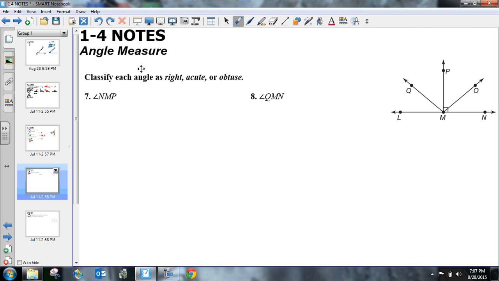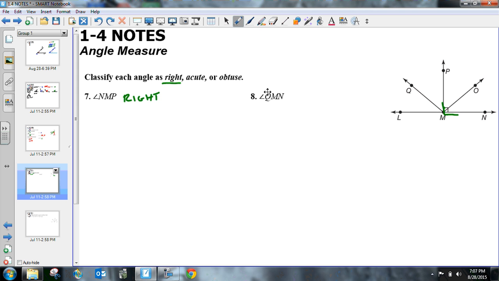Okay. All right, let's take a look at number 7 and number 8. It says classify each angle as right, acute, or obtuse. So I've got angle NMP. And so what I see here, guys, I see that little block. Okay, so I know that this is a 90-degree angle, and a 90-degree angle is a right angle. So I'm going to call this a right angle. Okay, so this angle right here, that was a right angle.